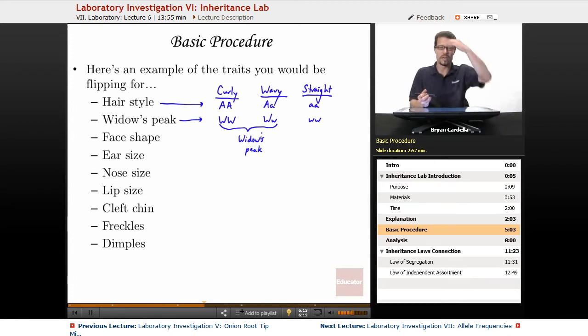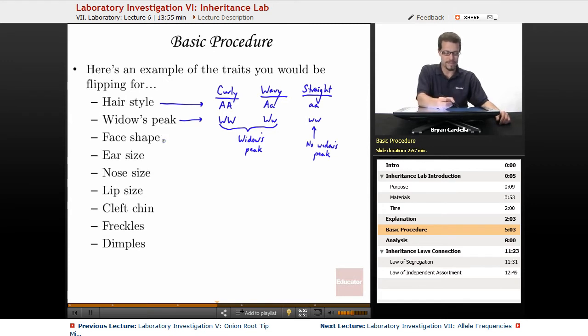And in case you don't know, widow's peak, if you look at the hairline, it's coming to a point here, like a little triangle in the middle, that's a widow's peak. This homozygous recessive, no widow's peak. So if you don't inherit the dominant allele, it'll look like mine, where it's straight. So here's an example where it actually is a 3 to 1 ratio. There's actually a 75% chance of getting a widow's peak, only a 25% chance of flipping the homozygous recessive case.